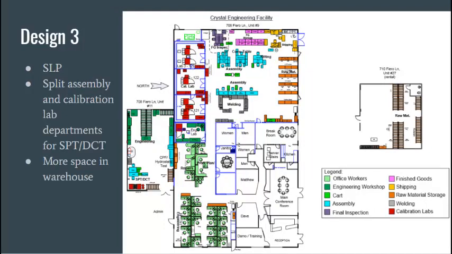This design was also based on the SLP process, yet there is more subdivision of the assembly department throughout the facility. The SPT and DCT product lines and the calibration chambers for those remain in the same area, on the bottom left of Unit 11. There is also more space in the warehouse for more inventory storage.